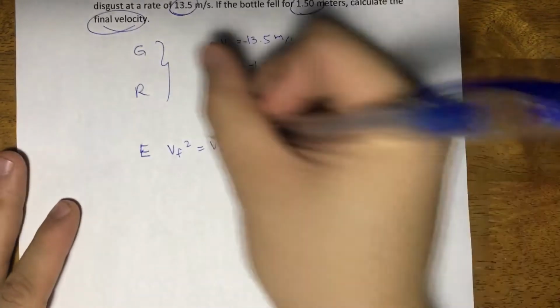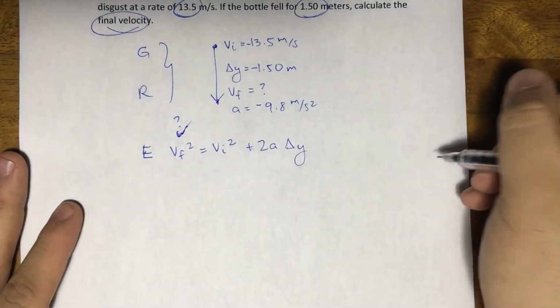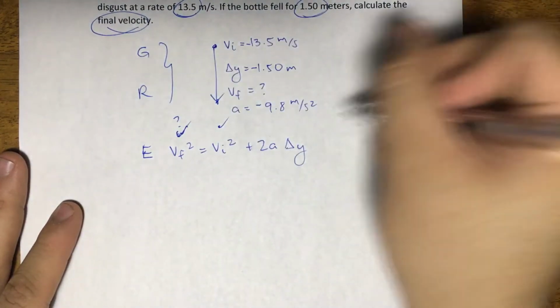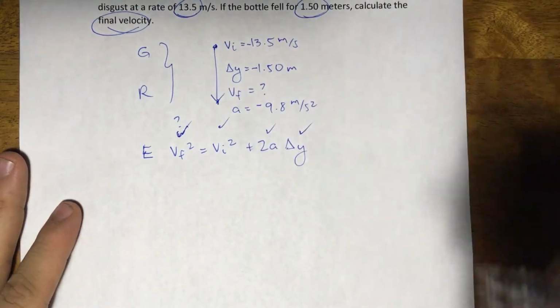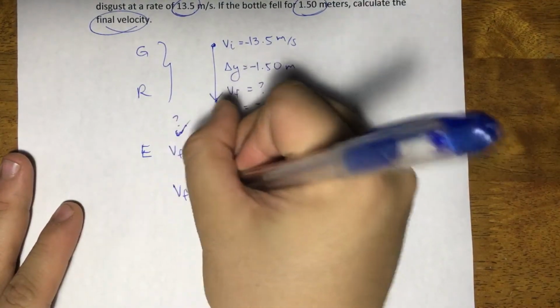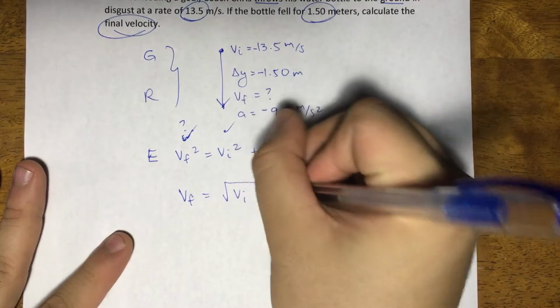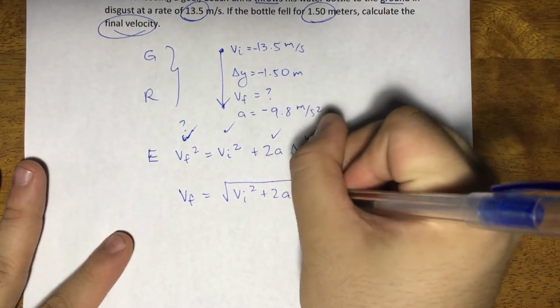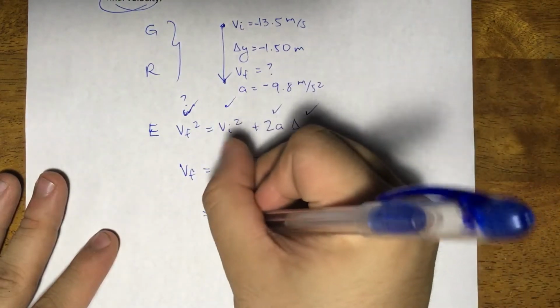Okay? This one, we're looking for VF rather. VI, we have. A, we know. Delta y, given. We can solve for VF. So, this is actually much simpler to think about. VF would just be the square root of the entire right side of your equation. Okay? And when you get that, plug in the values.